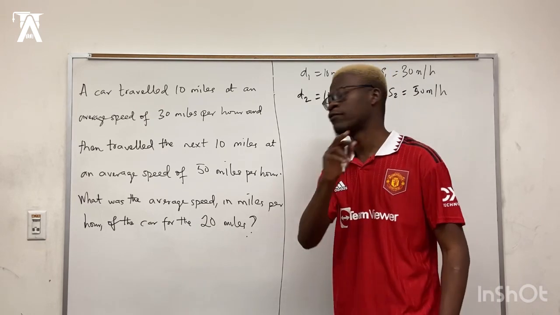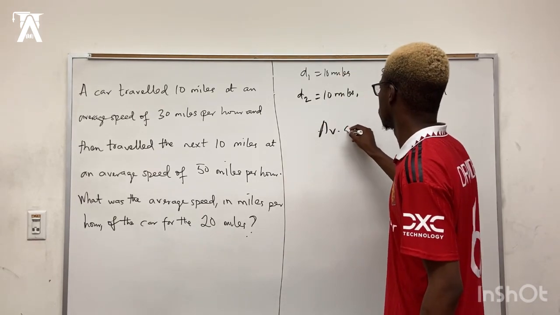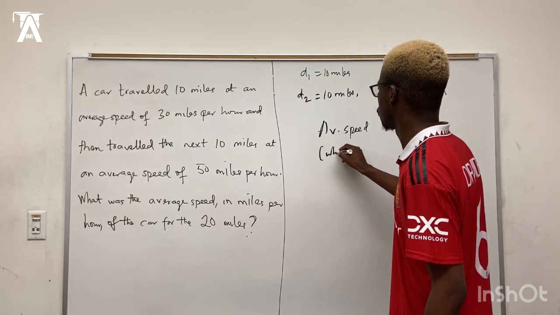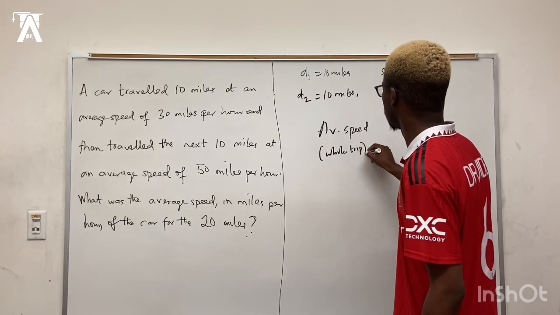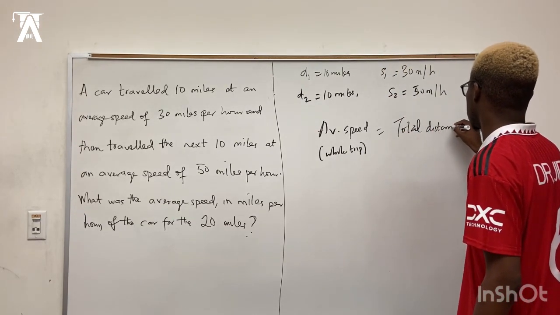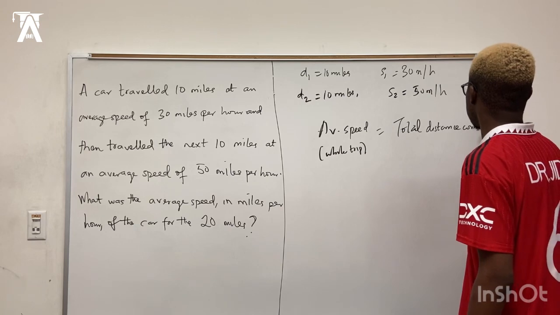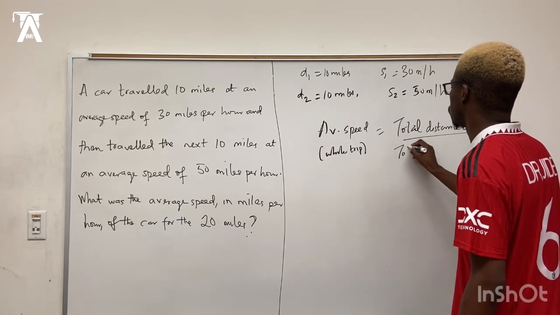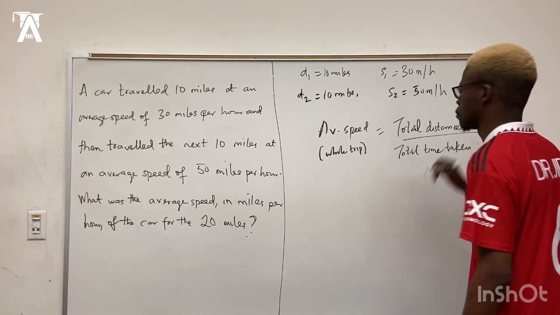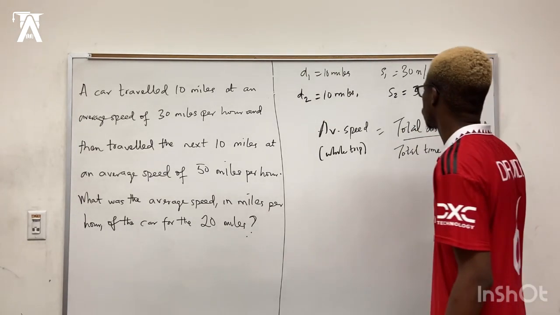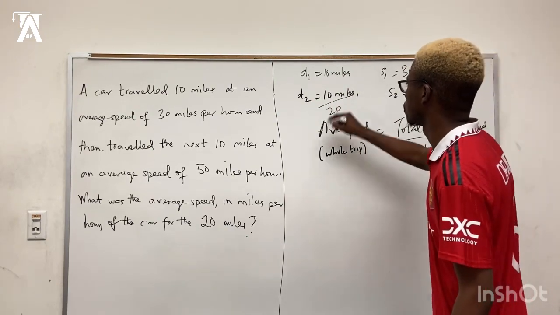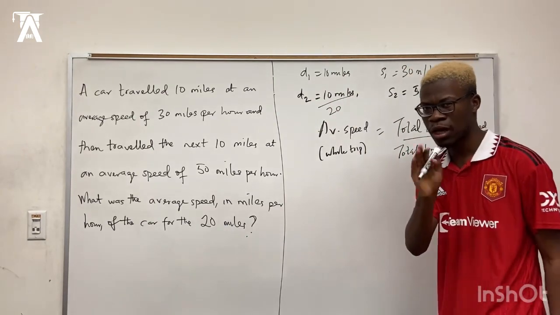All right, so average speed for the whole trip is total distance covered divided by total time taken. You see? So now we have the total distance covered, 10 plus 10, 20. So that's 20 here. Now, total time taken, we have to calculate that.